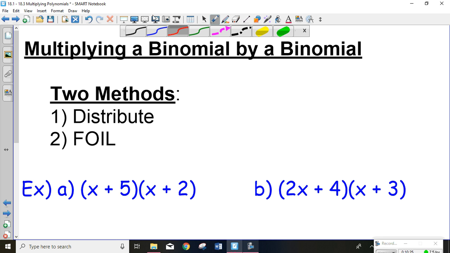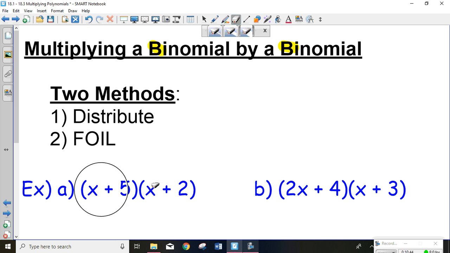Okay, so the next thing is what we call multiplying a binomial. Remember, binomial meaning two. So I'm multiplying a two term times a two term. And if you'll see here, I have 1, 2, 1, 2. So that's why this is a binomial times a binomial. There are two different methods.